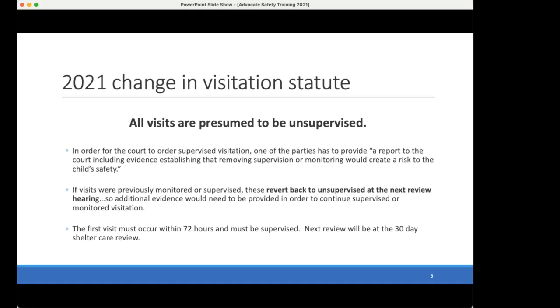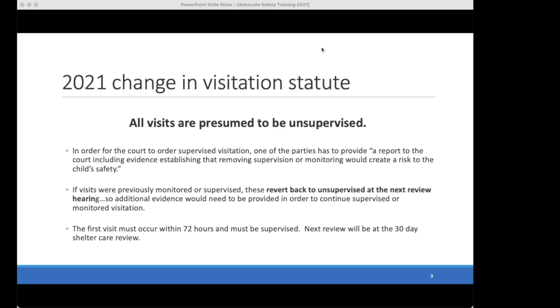So as many of you know, part of the reason that we were driving these changes and giving you this framework to use is there was a change in the visitation statute last year. It was last July that this went into effect. And so the new standard is all visits are presumed to be unsupervised. That's what you're supposed to walk into, and that's the framework from which you're supposed to start, which is a shift in thinking from the way that we used to do it.